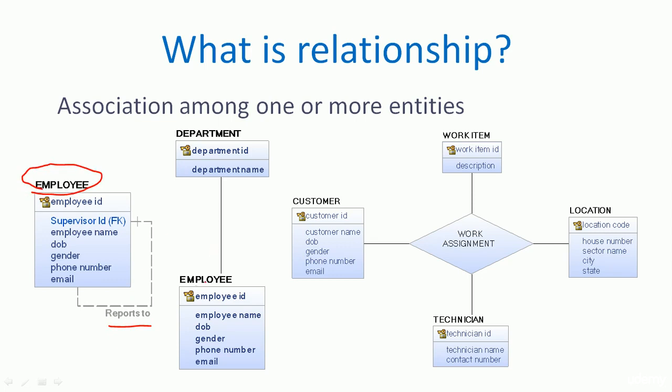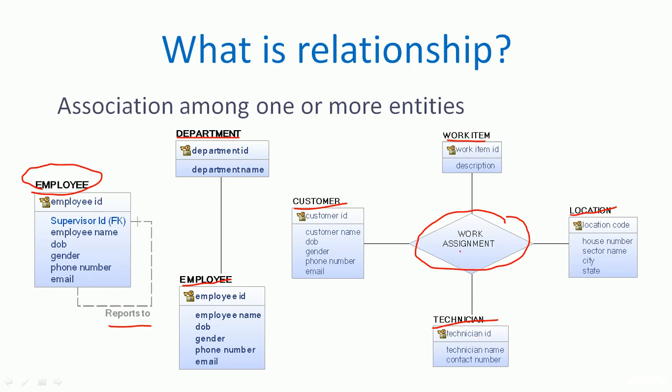Each employee belongs to a department. So it is a relationship between department and employee. Here we have two entity types participating in that relationship. A relationship can be among many entities. For example, a particular work item was assigned to a technician for a customer at a particular location. So this work assignment is a relationship between customer, work item, location and technician.